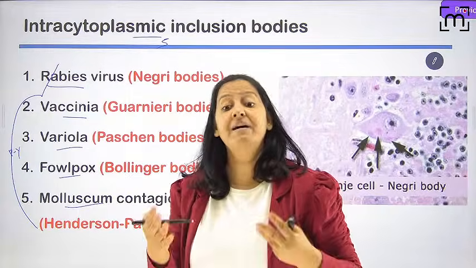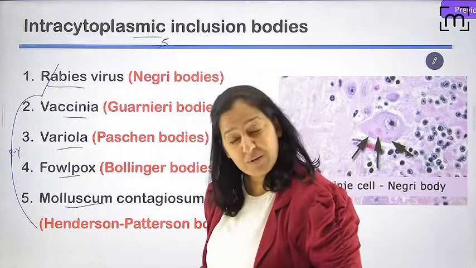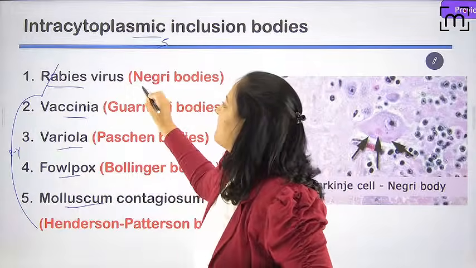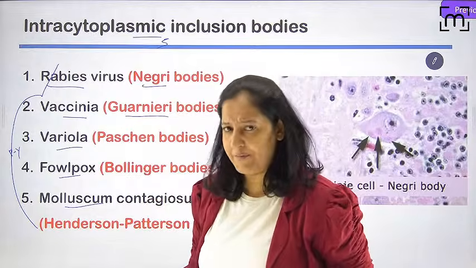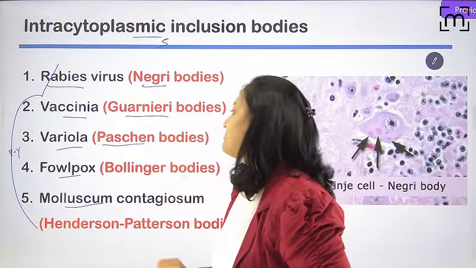Now say the name of the inclusion body in them, based on the scientist who discovered it. In rabies, it was discovered by Negri, so it is known as the Negri body. In vaccinia, it is Guarnieri bodies, because it was discovered by Guarnieri. In variola, it's the Paschen body.